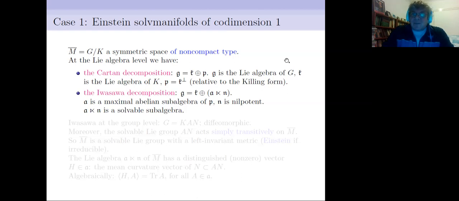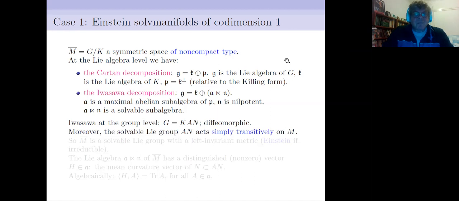And we have only the semi-direct product of A by n, and this is solvable. And then, of course, at the group level, we have a global diffeomorphism. And the good thing about this is that if we take A times n, this acts simply transitively on M bar, our symmetric space, which in other words just means that M bar is a solvable Lie group with a left invariant metric. And of course, this left invariant metric is the same as the one coming from our decomposition.